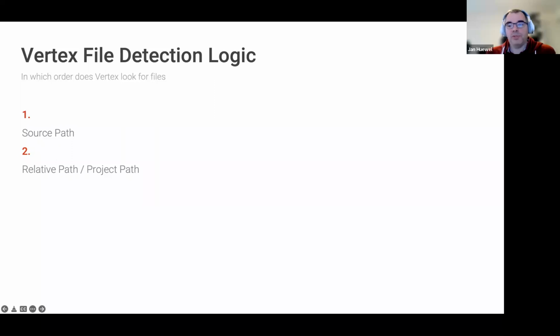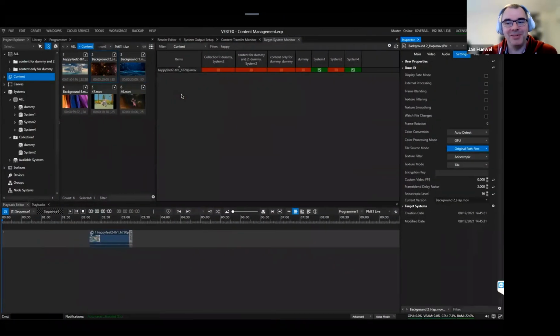For the power users, if you switch quickly to the UI, this is the default behavior. If I click on a file here, under settings, you will find the file source mode. It will look at the original path first. It can also look at the project path first, original path only, or project path only. Believe it or not, we have clients who ask for this. That's why these features are there.